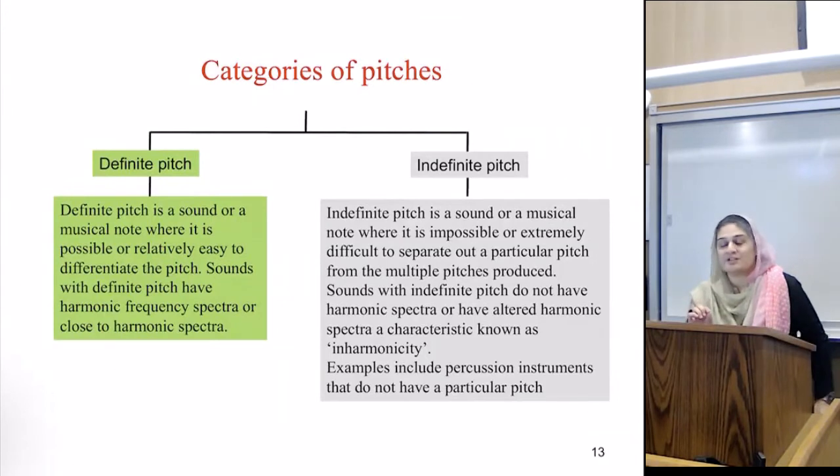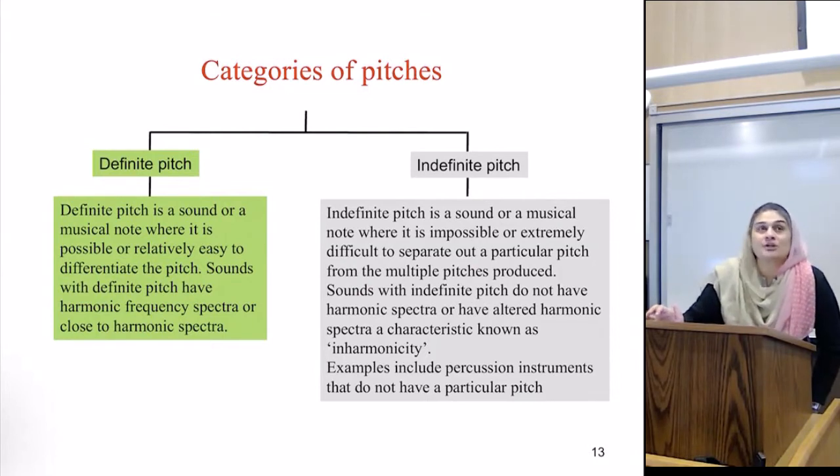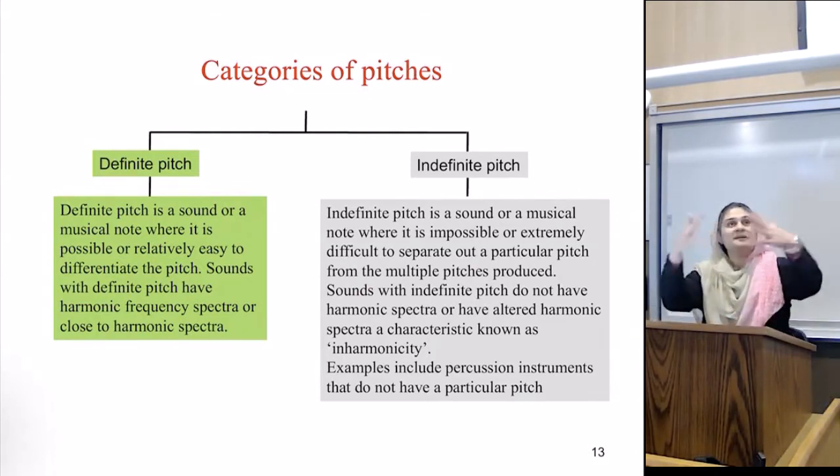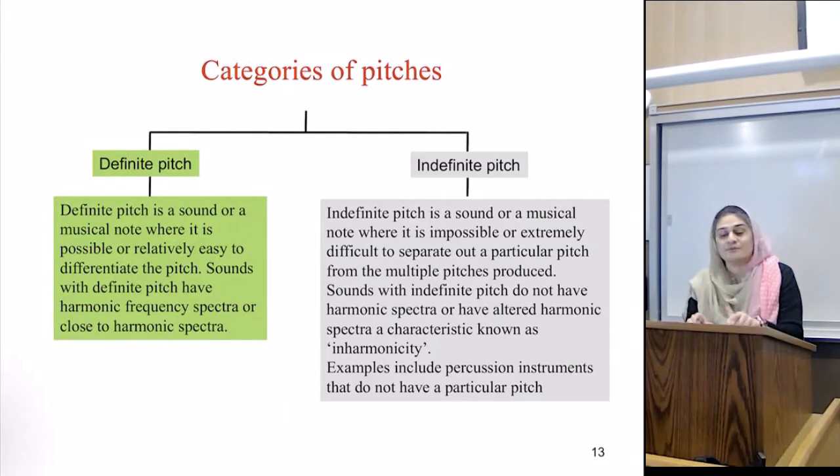An indefinite pitch is where it is extremely difficult to separate out certain frequencies from the multiple frequencies that are produced. So for example, percussion instruments, they are very, very difficult to have a particular pitch. Whereas violins or pianos or any of those instruments, you can tell, right? 440 versus 512. Absolutely. This is what note you've hit. So that's the difference between definite and indefinite pitches. And another word, inharmonicity. Those are related to indefinite pitches.